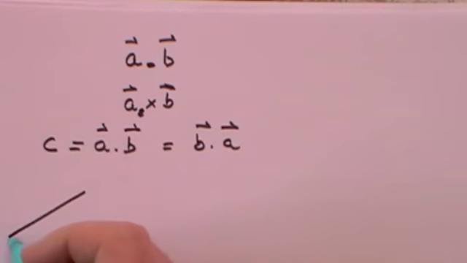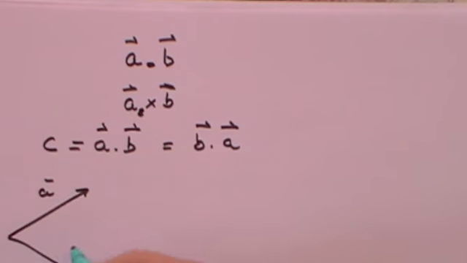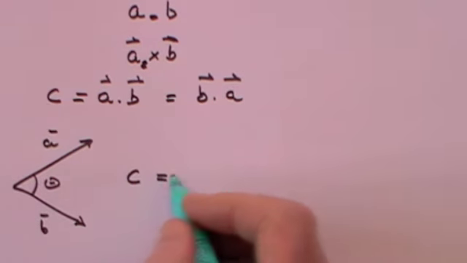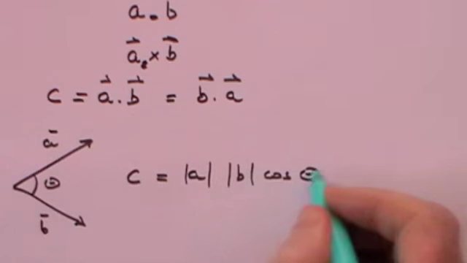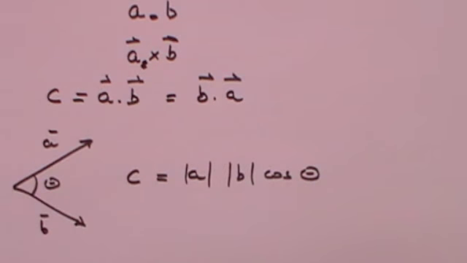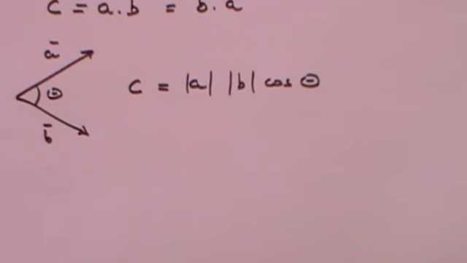And if the two vectors are A and B, and they have an angle theta between them, then the value of C, which remember is a scalar, it's just a number, it's not a vector, is equal to the magnitude of A times the magnitude of B times the cosine of the angle between them. And what this actually means is that the dot product is the length of one vector multiplied by the length of the other projected onto the first.